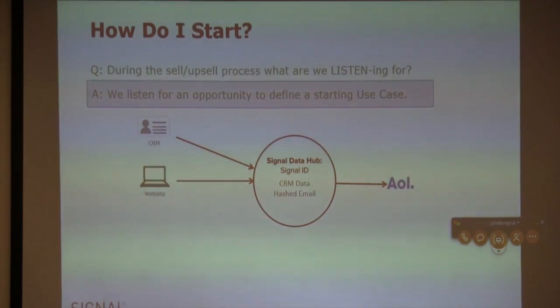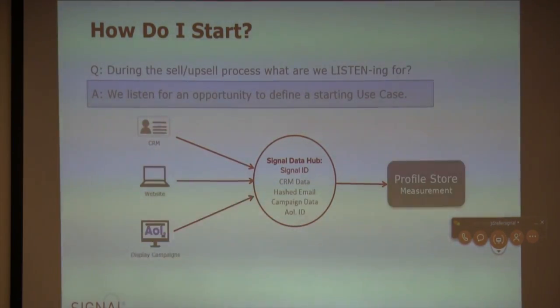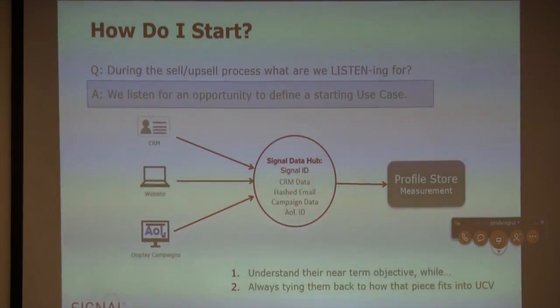And so what we do is actually use that as the point to get them back to the story about the profile store and the unified view of the customer, and how that was almost one step. Why don't we add some more channels or investigate more opportunities for us to bring data into the system from different places and put it in for analysis? So again, it's really about always understanding their near-term objective while tying it back to UCB.